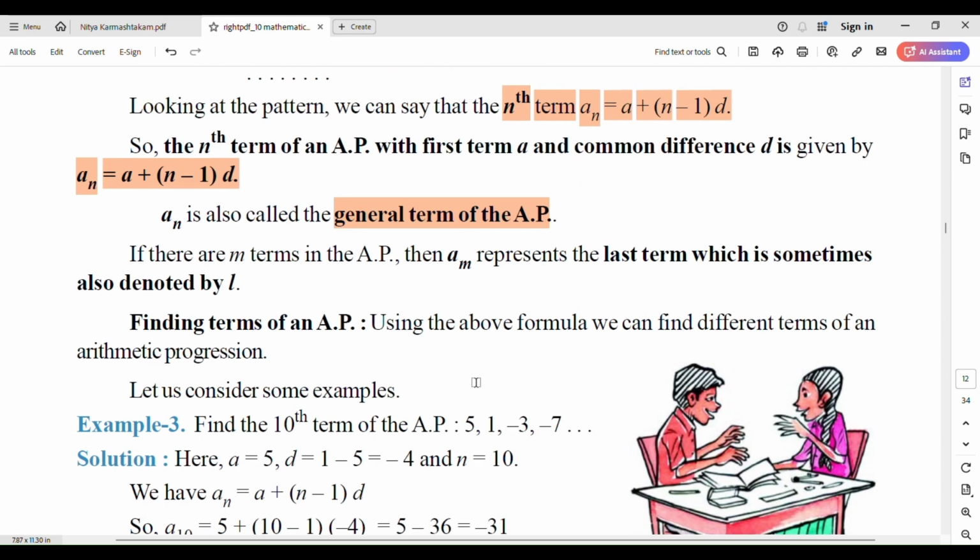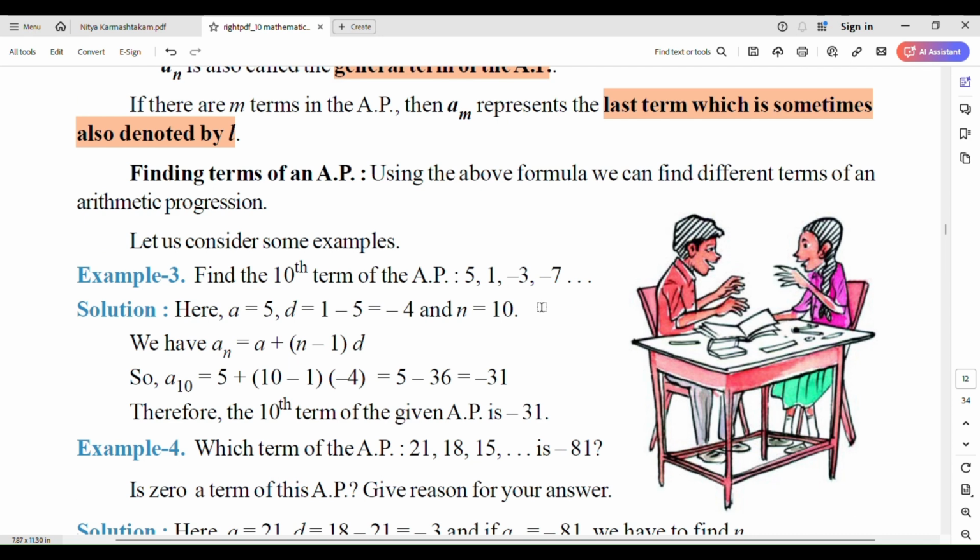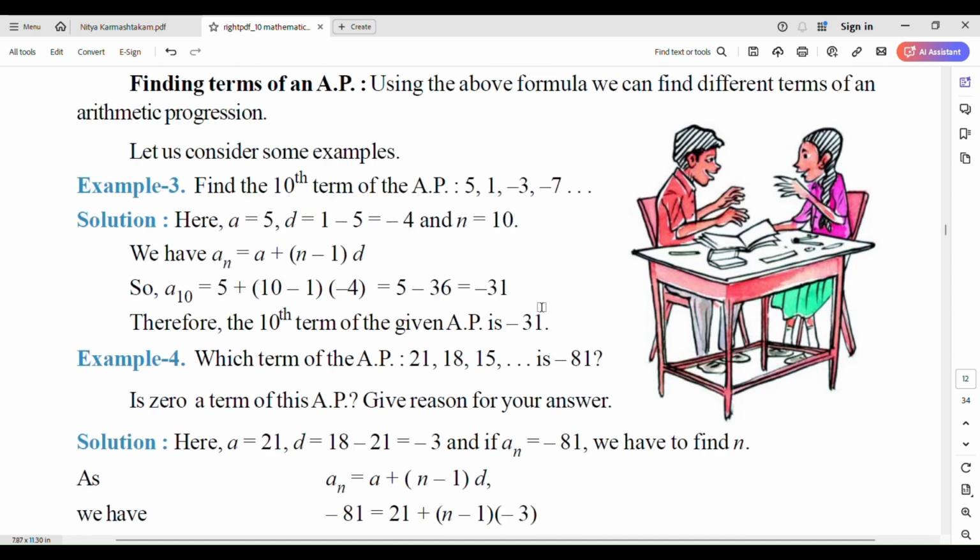And a of m, sometimes they represent with the last term, or they will denote it by L as the last term of the AP, okay? So let's see some examples basically, okay?